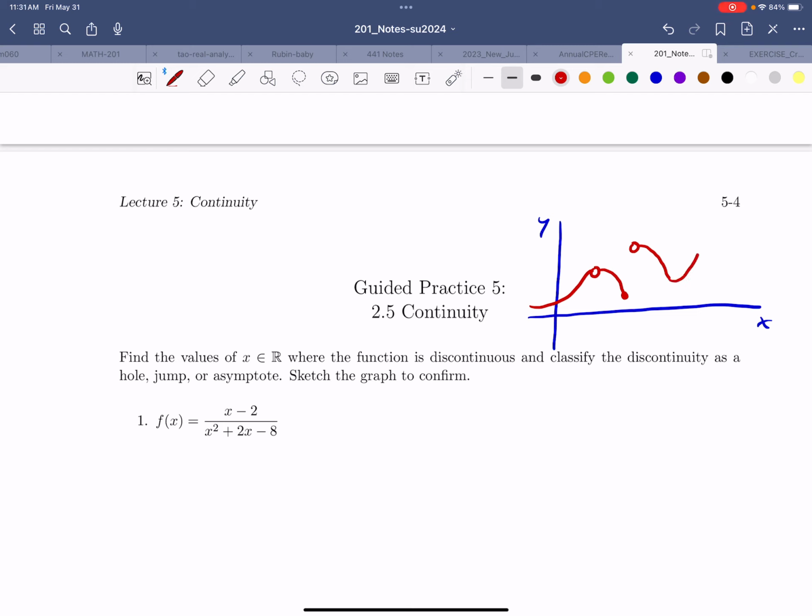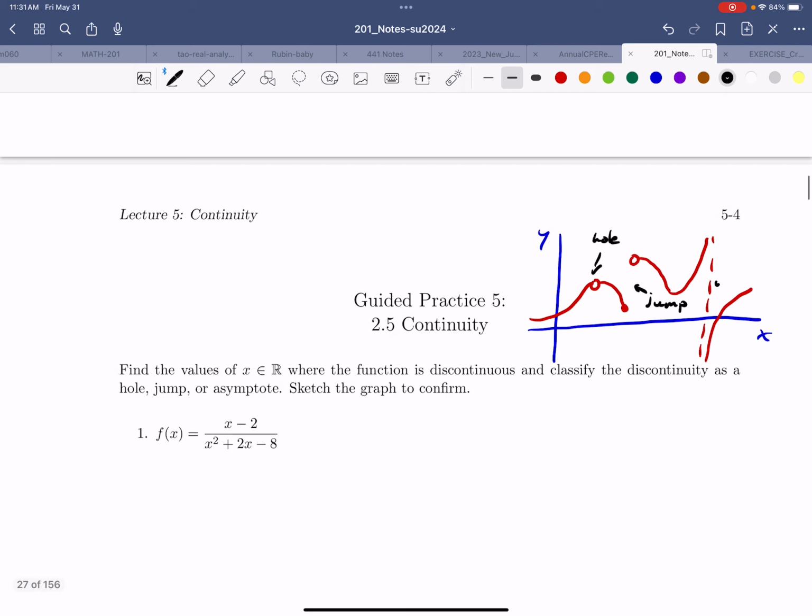And then the last type of discontinuity we could have is an asymptote, right? Something like that. So let's just label these, right? This is a hole. This right here is a jump. And this right here is a vertical asymptote. All right, those are the 3 types of discontinuities we could have.